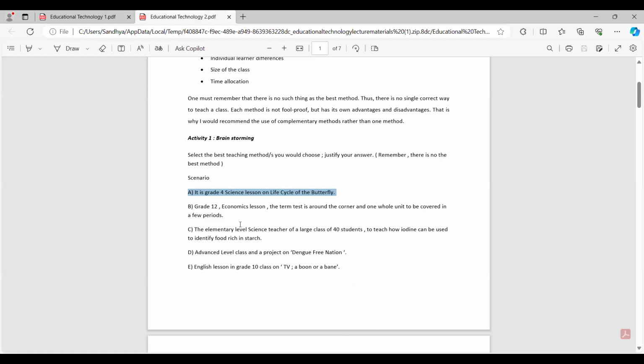B. Can you read B? Grade 12 economics lesson. The term test is around the corner and one whole unit is to be covered in a few periods. Lecture method, ma'am? Definitely yes. Can you explain why? Because this is within a particular time period, the syllabus needs to be covered. If it is given to the students, it will take more time and the teacher cannot achieve her target. Yeah, because of the time factor.